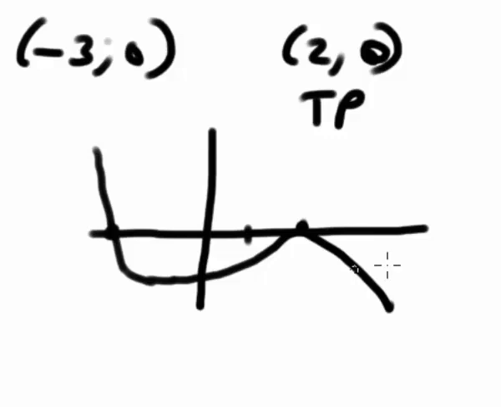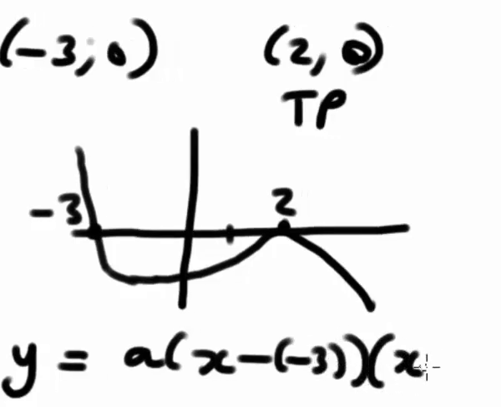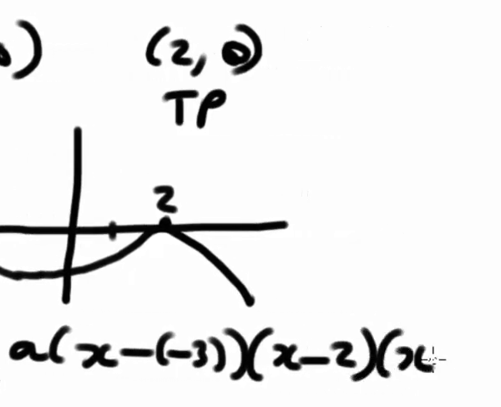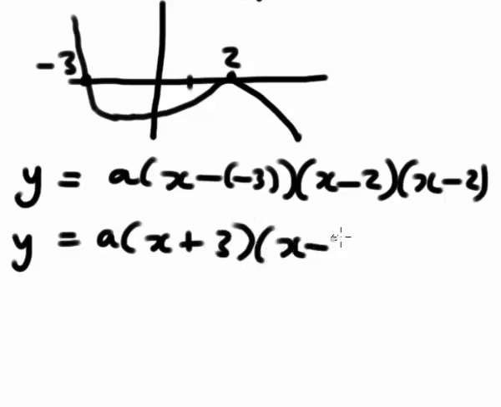So what we do is, when we do this, we go y equals a, x minus -3, which is fine. Then we've got x minus 2, but we've got to repeat it because you're talking about cubics. So you repeat that bracket as you did in the past. Now, I'm not certain what a is. Is there any way that we can get a?